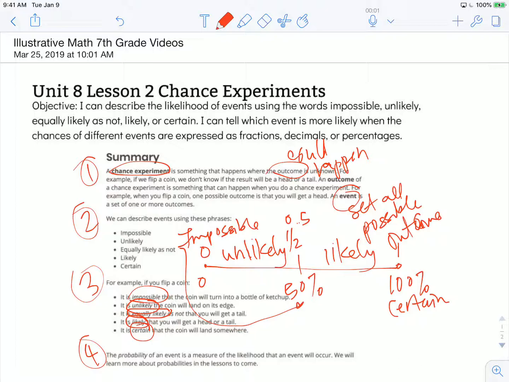Paragraph 4, the probability of an event is a measure of the likelihood that an event will occur. We will learn more about probabilities in lessons to come. So the probability is how likely or unlikely something is to happen, and we usually label that with a number value. So one of those values between 0 and 1 or 0 and 100%.